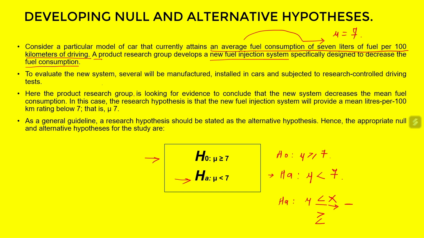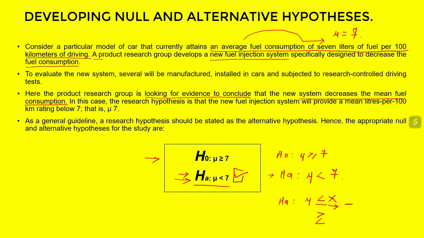so here the product research group is looking for evidence to conclude that the new system decreases the mean fuel consumption. We have got more information for developing our hypothesis. So yeah, the information is given over here. In this case, the research hypothesis is that the new fuel injection system will provide a mean liters per 100 kilometer rating below 7. See, the product research group's hypothesis is given over here. Okay.